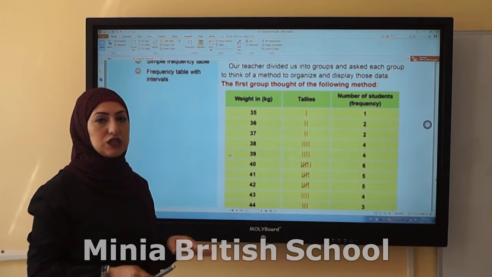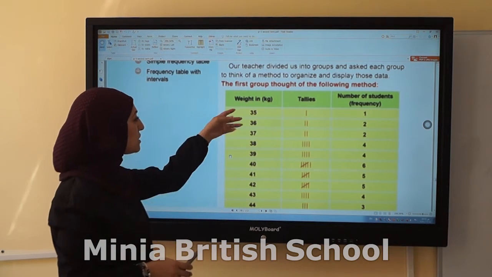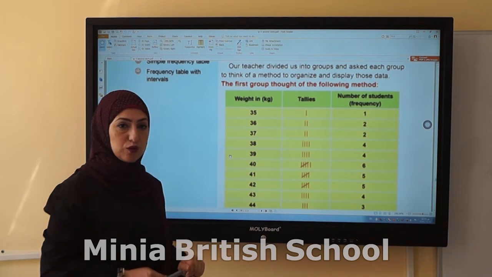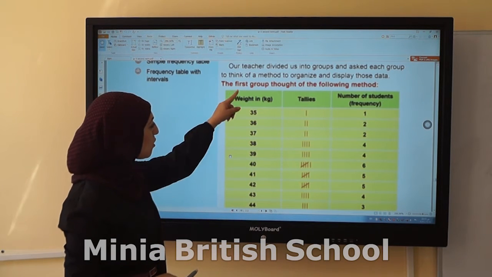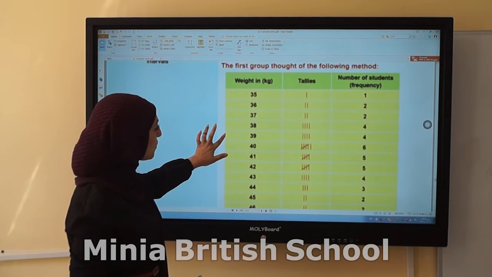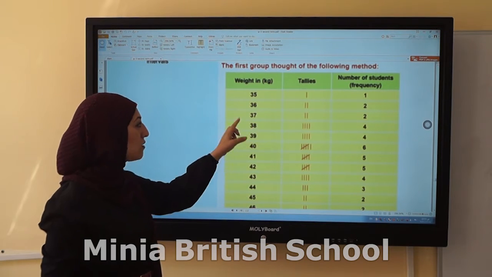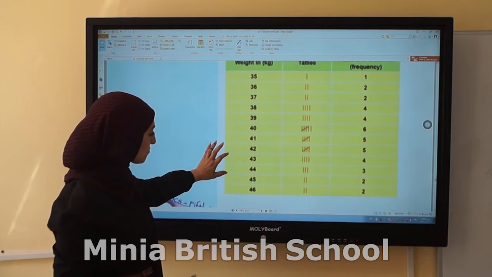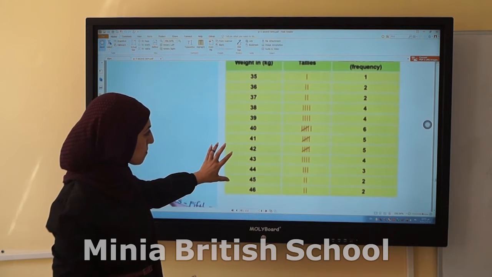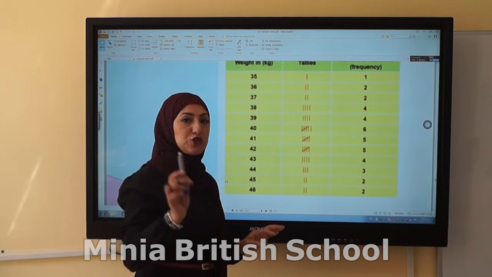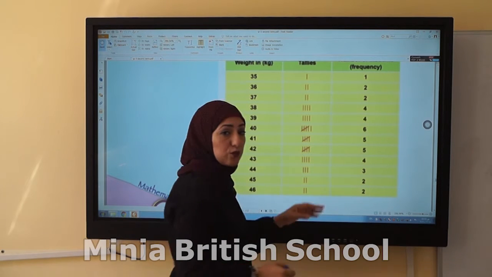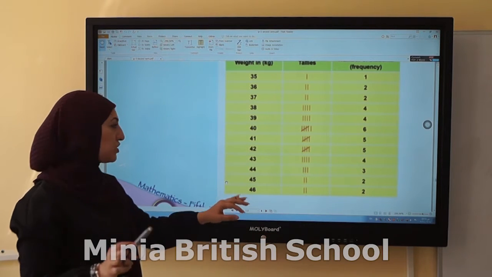How many students? The weight is 35 kilograms. Just one student, okay? Here, how many students? The weight 36 kilograms, 2 students, and so on, okay? Here, be sure that if you add these numbers, you will find them 40 students.